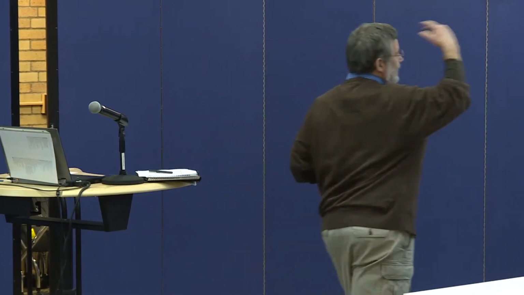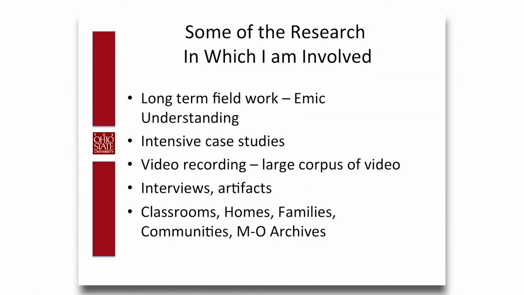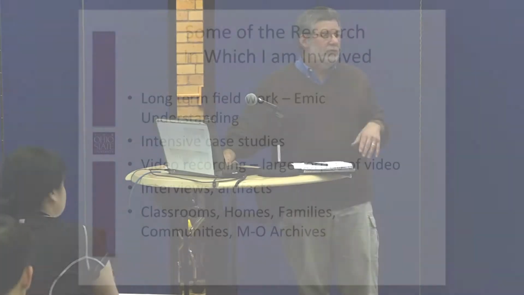So this is part of getting artifacts. Artifacts might be notes. Sometimes some of my research has involved going into homes and families and communities, and also some archives. There's a wonderful archive in England called the Mass Observation Archive, but I'll talk about that at another time. So this is some of the research you do, and as you can see, it's quite different.